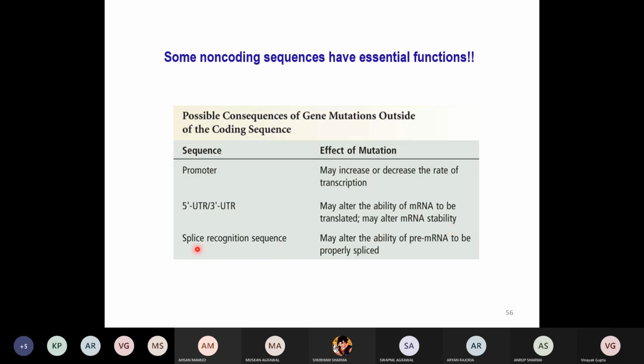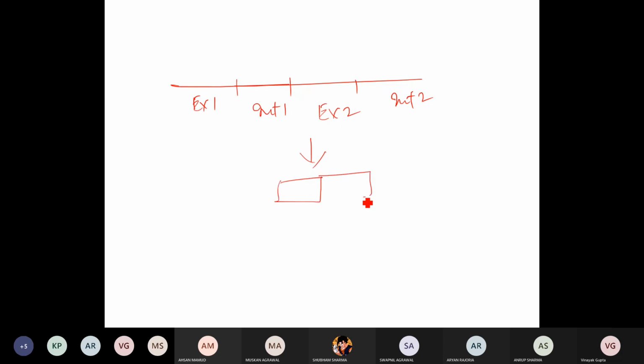Last point I'm going to discuss, what do you mean by splice recognition sequence? What do you mean by this term? Basically, we have seen in the gene structure that, let's say here I have exon 1, after that I have intron 1, after that I have exon 2, after that I have intron 2. So what actually the cellular system is going to do, it is going to remove the intron and it is going to join exon 1 and exon 2 by splicing.